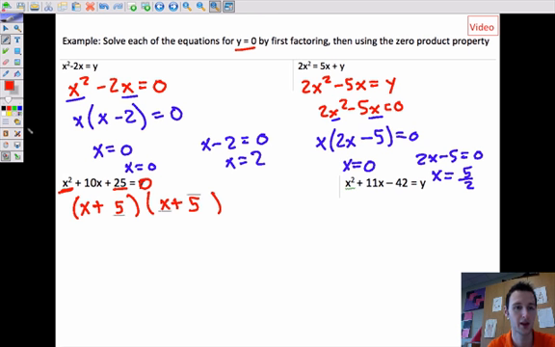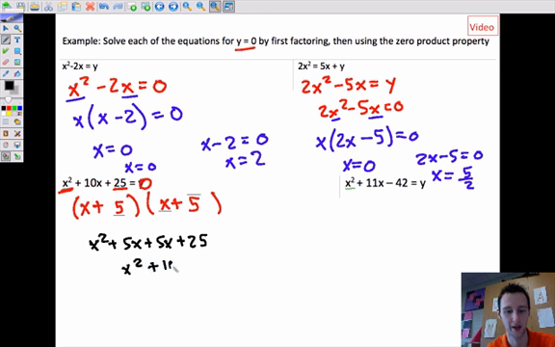and then just to check our work, I'm going to FOIL it out. So I'm going to do first, x squared. Outside terms gives me 5x. Inside terms gives me 5x. Last terms gives me plus 25. So that is x squared plus 10x plus 25. And that's exactly what we had up there. So this is our factored form.